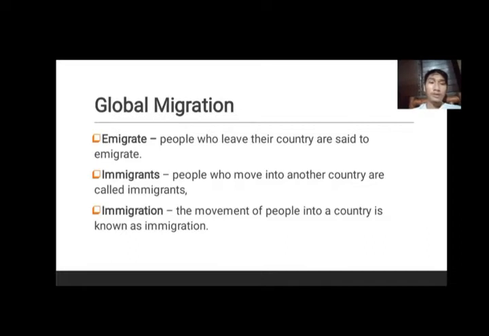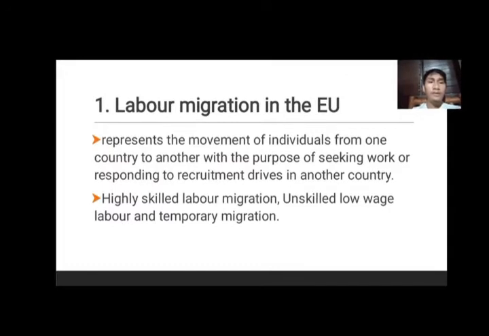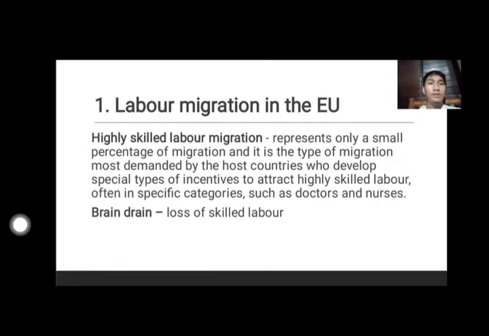You're just working there. The next is labor migration in the EU. It represents the movement of individuals from one country to another with the purpose of seeking work or responding to recruitment drives in another country. Types include highly skilled labor migration, unskilled low-wage labor, and temporary migration. Highly skilled labor migration represents only a small percentage of migration, and it is the type of migration most demanded by the host countries, who develop special incentives to attract highly skilled labor, often in specific categories such as doctors and nurses. Brain drain is the loss of skilled labor.